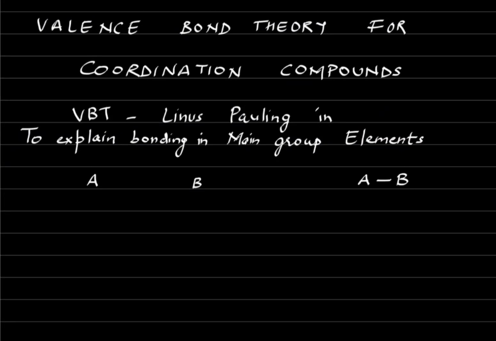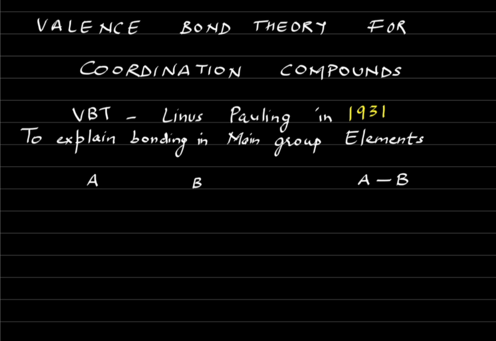Let's talk about valence bond theory for coordination compounds. Valence bond theory was put forward by Linus Pauling in 1931. And at the time, the objective of the theory was to explain bonding in main group elements, that is, your S and P block elements.